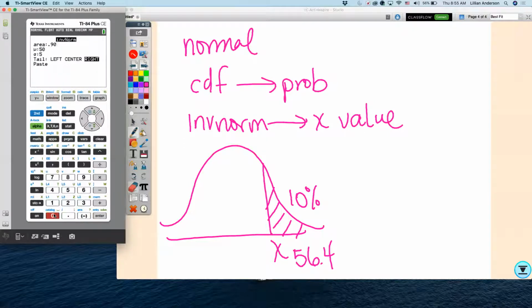0.9 or 0.90, because remember there's 100% underneath the normal distribution curve. Okay, because your calculator automatically will do a left tail every time. So you won't have to worry about the tail. You just have to make sure that you put in the probability that's to the left of the line, even if it's telling you that 10% is greater, like it is in this problem. So then when you paste, you get the same value.